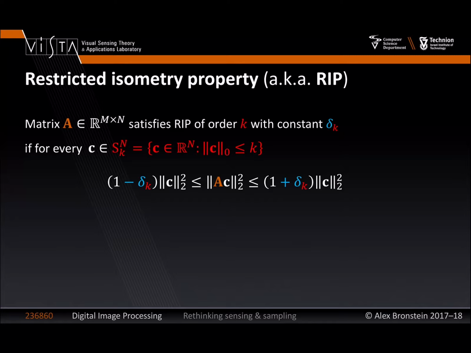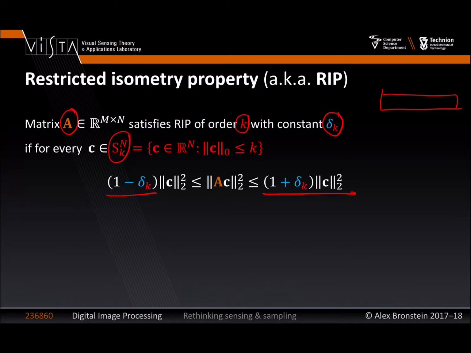And basically we will say that a matrix A, an m by n matrix, so usually it looks like this. It's a very short matrix. It has many more columns than rows. It is RIP of order k with this constant delta k, if it satisfies this bi-Lipschitz relation with delta k on vectors coming from, basically, on k-sparse vectors. Okay, so this is called the restricted isometry property.